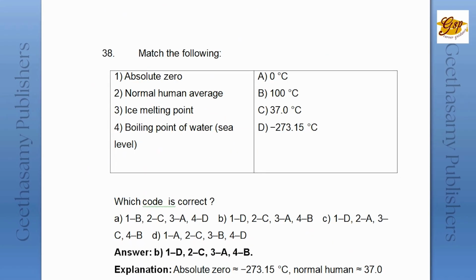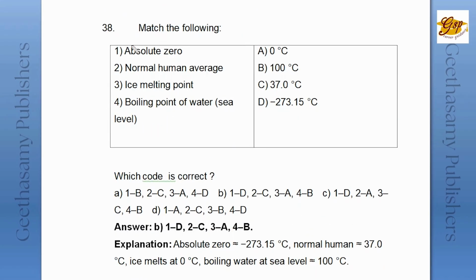Fine. And 38th question, match. Absolute zero, normal human average, ice melting, boiling point. So absolute zero, it's D, minus 273.15, normal human 36 centigrade, ice melting 0 degree, and boiling point 100 degree. So answer is B, 1D, 2C, 3A, and 4B. Fine.